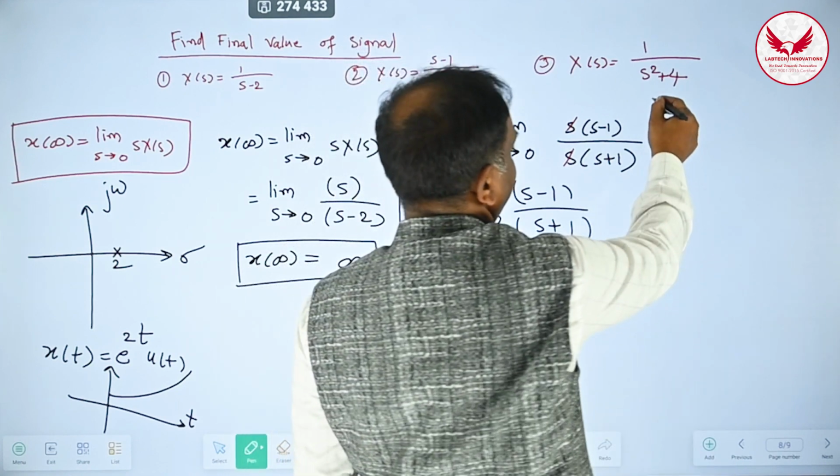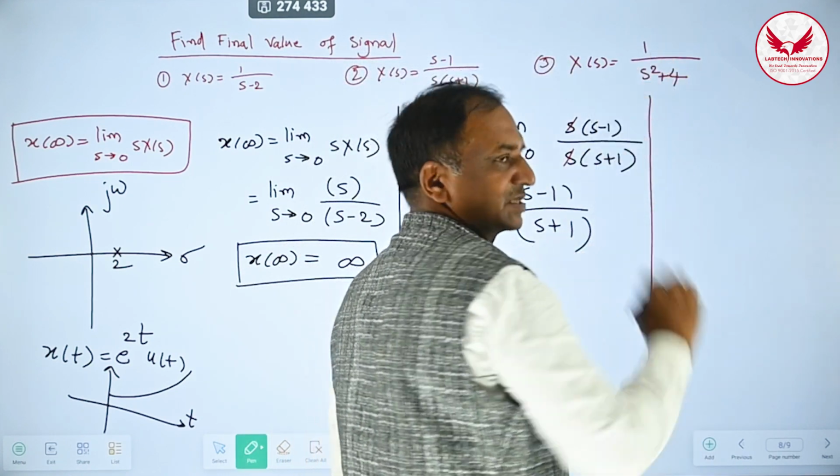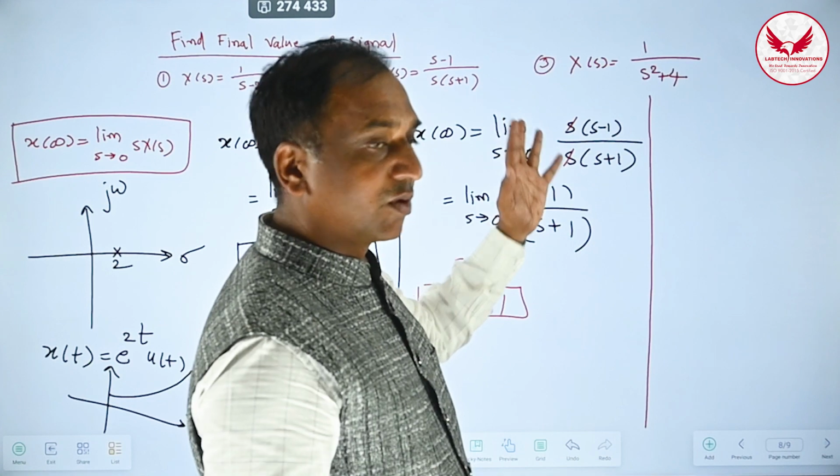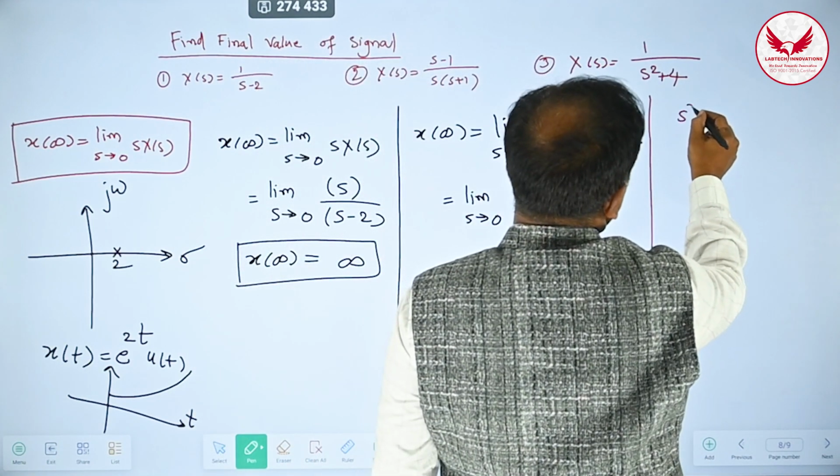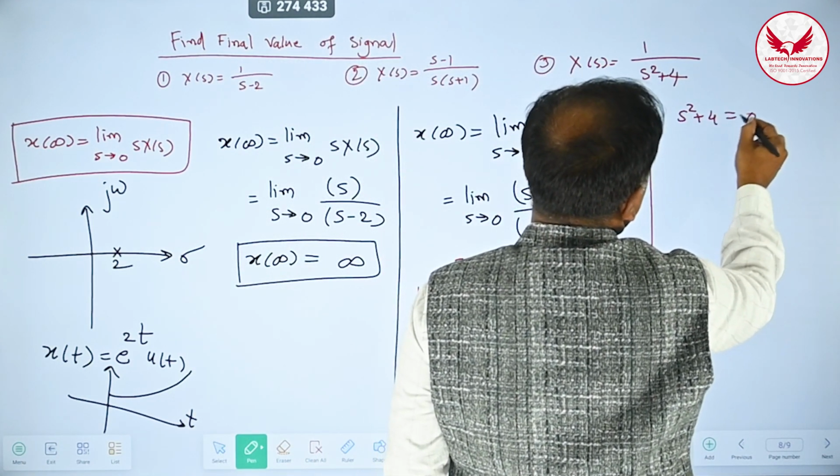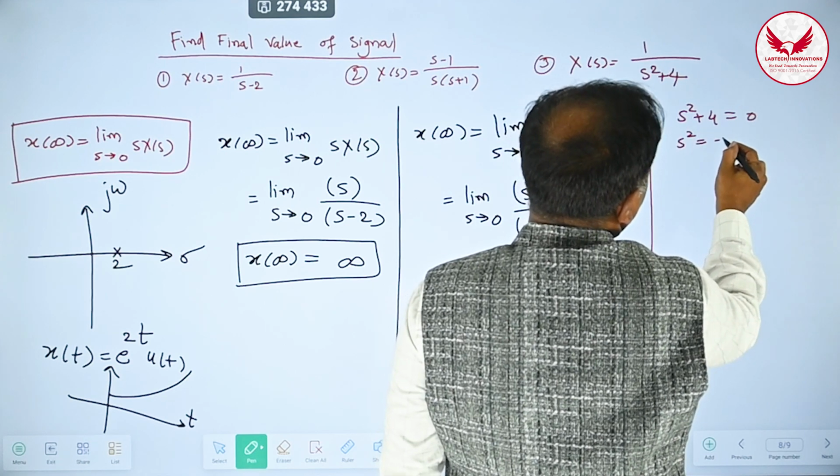Again, this is also a typical problem: 1 upon s square plus 4. Again you see the poles: s square plus 4 is equal to 0, that is s square is equal to minus 4.